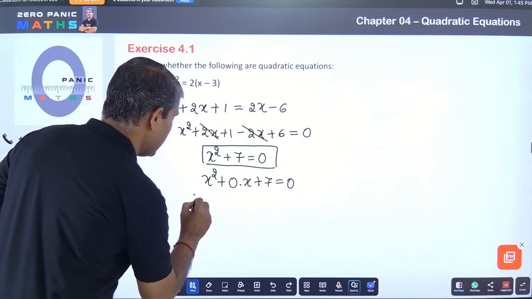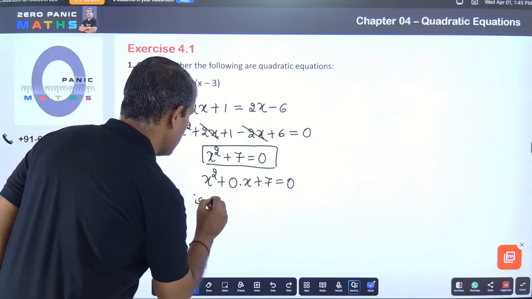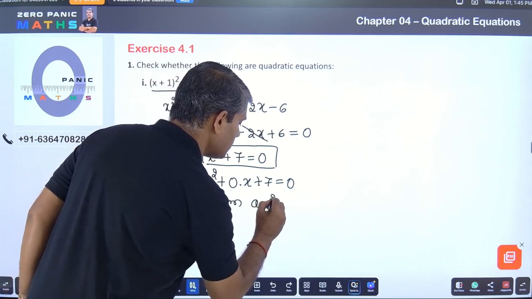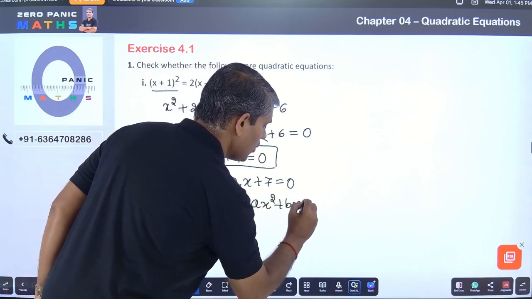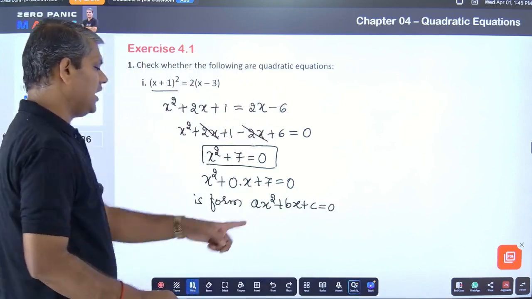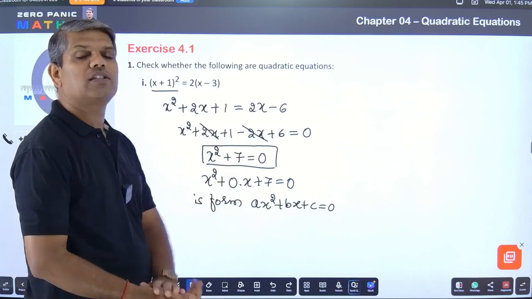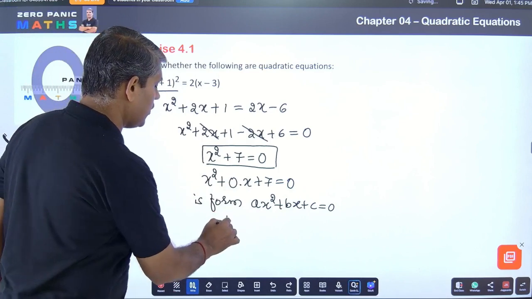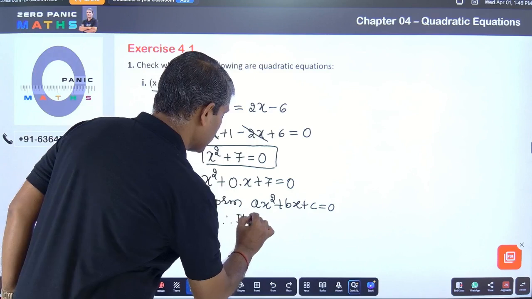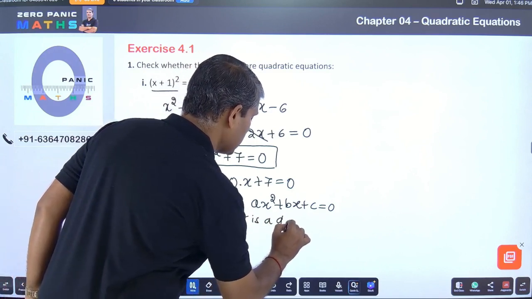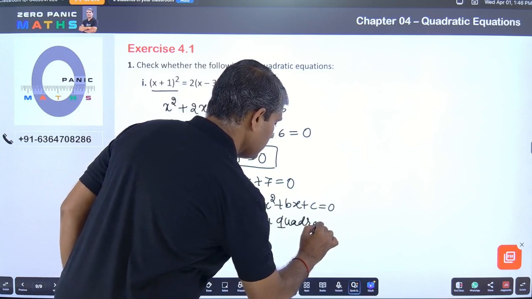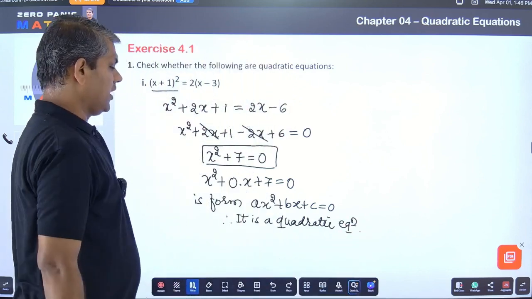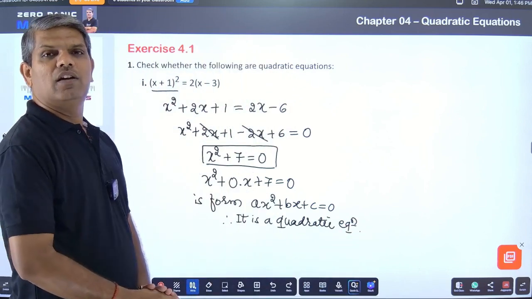So I will write for this problem, it is of the form ax square plus bx plus c. If you want, you can write those details also, where a is equal to 1, b is equal to 0 and c is equal to 7. So it is a quadratic equation. Write that also here. Therefore it is a quadratic equation. So this is a simple solution.